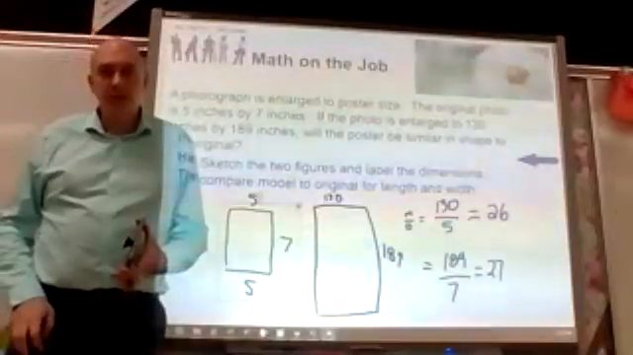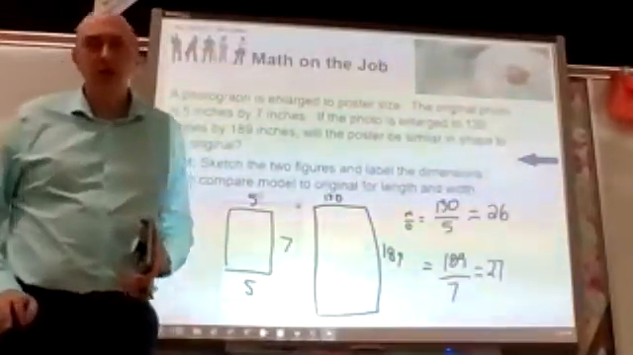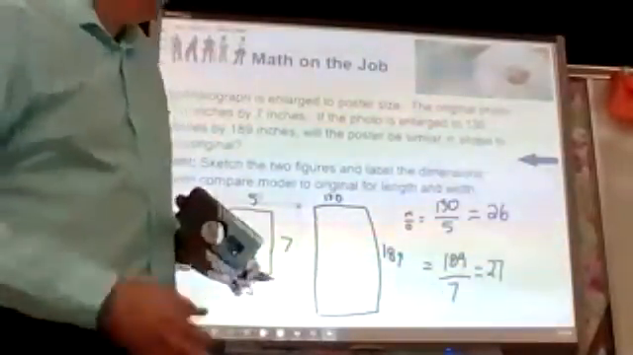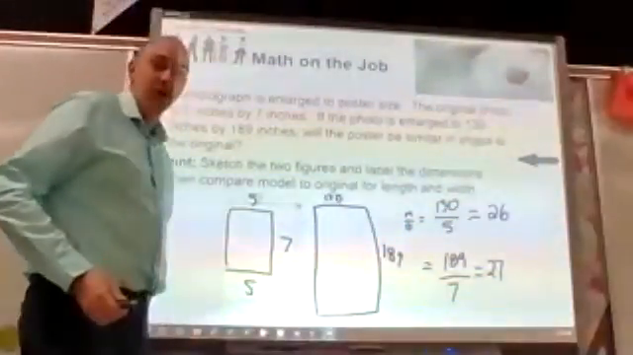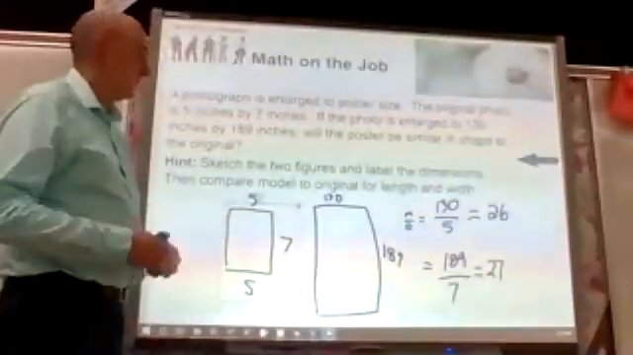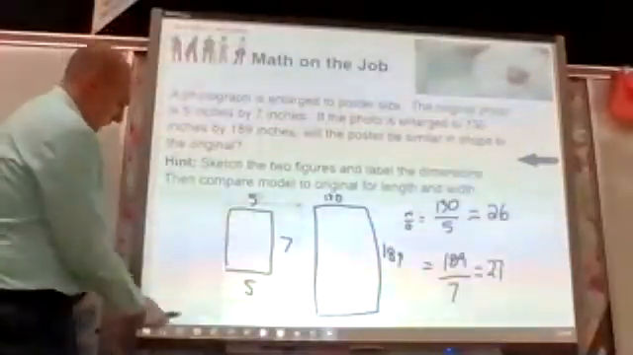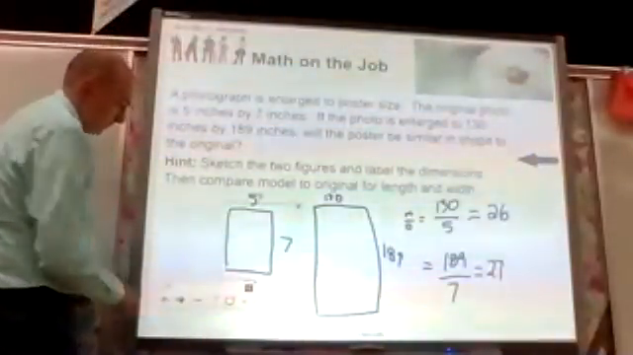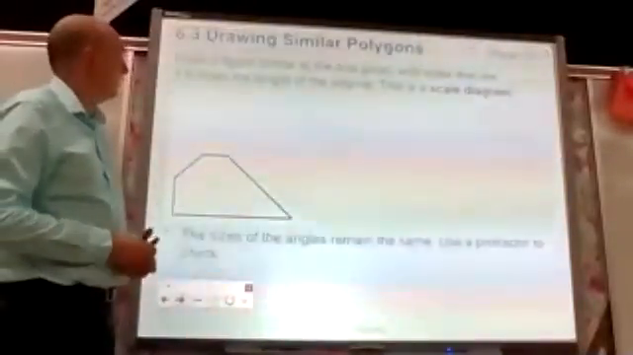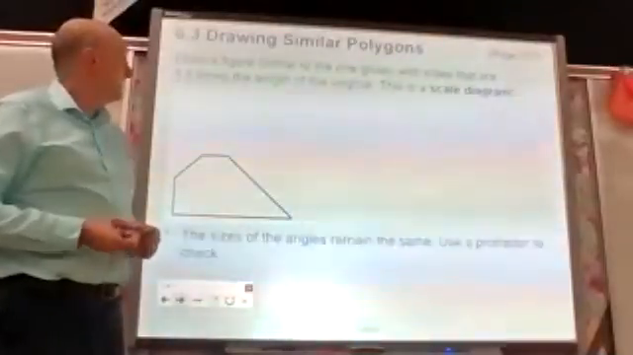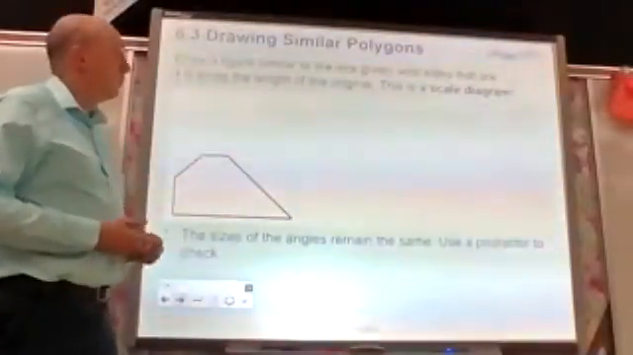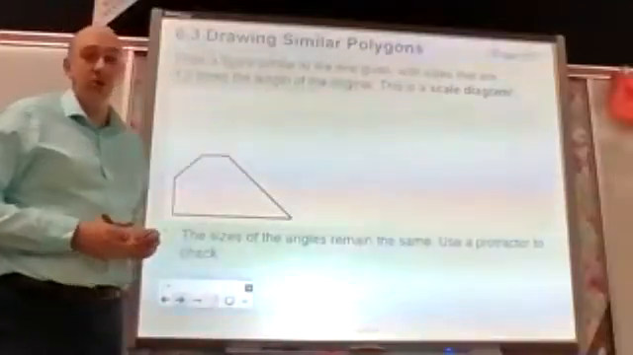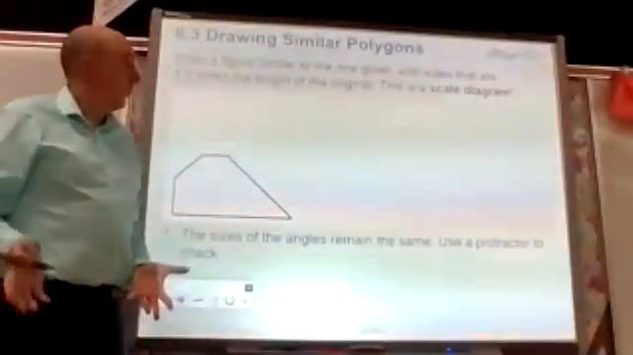Okay, so let us continue with the lesson for today, drawing, which I really love this part of math. You get to take stuff out, get to draw fun stuff, use some grid paper here and there. So we're asked to draw a figure that's similar to the one given with sides that are 1.5 times the length of the original. Graph paper is great for doing this.